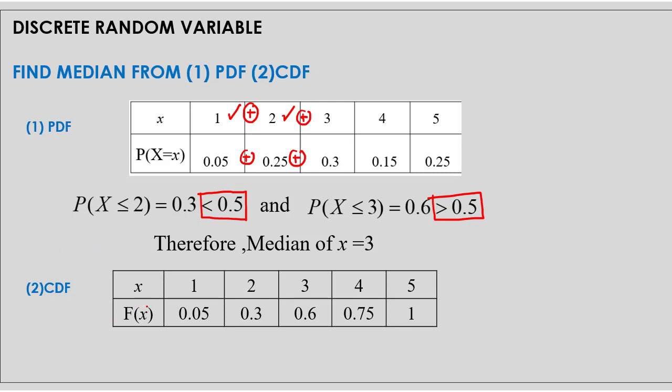The same thing goes for the CDF. CDF is much easier because it is already in accumulated form. You just straight away find the value smaller than 0.5 and the value greater than 0.5. You just write F(2) equals 0.3, which means it is not enough for 0.5, and F(3) equals 0.6, which is already greater than 0.5. Therefore, x equals 3 is the median. That's it, it's not that difficult. It depends on the question: if the question gives a PDF, you can find it using the PDF form; if it gives a CDF, you can use the CDF form to figure out the median of the discrete random variable.